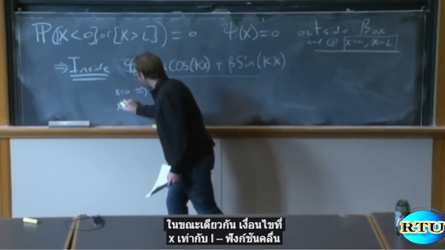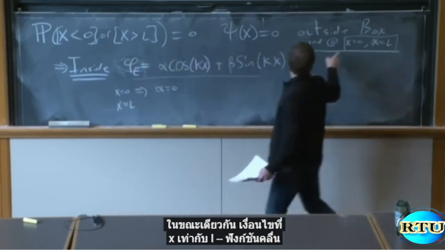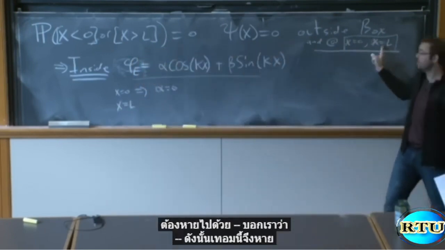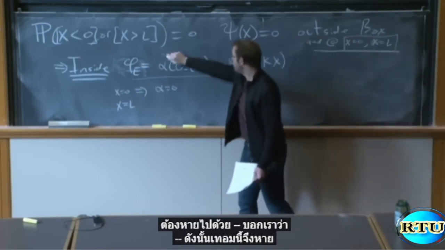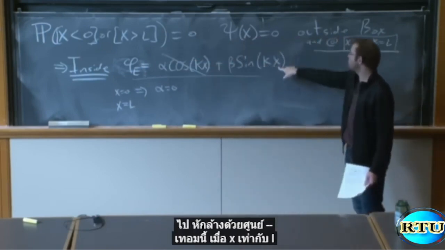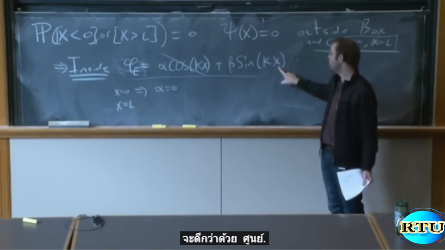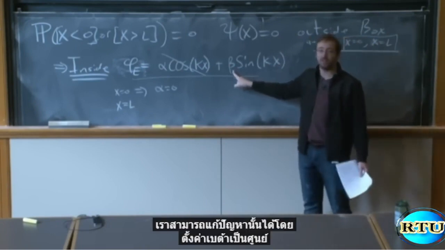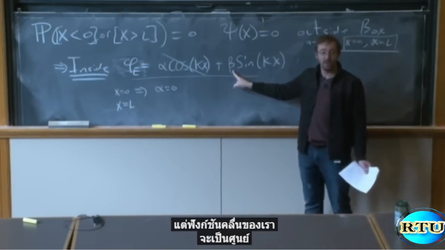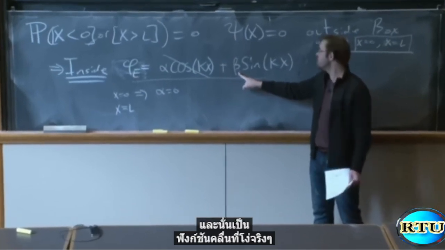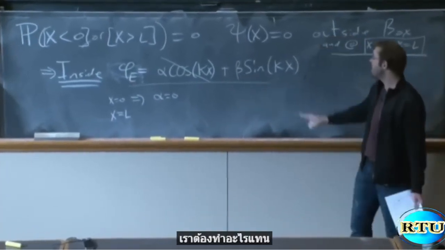Meanwhile, the condition that at x equals L, the wave function must also vanish, tells us that, so this term is gone, set alpha to 0. This term, when x is equal to L, had better also be 0. Well, we could solve that by setting beta equal to 0, but then our wave function is just 0. And that's a really stupid wave function. So we don't want to do that. We don't want to set beta to 0. Instead, what must we do?